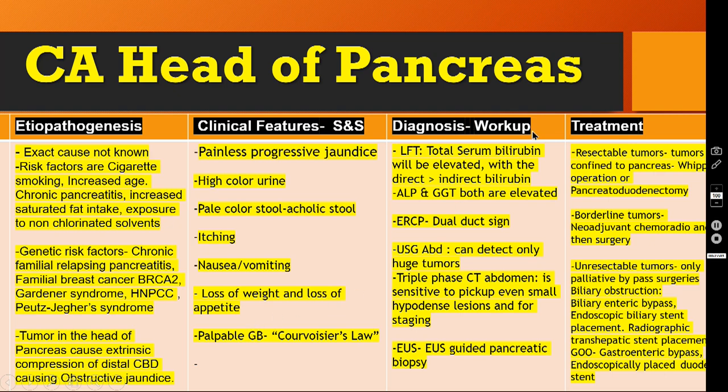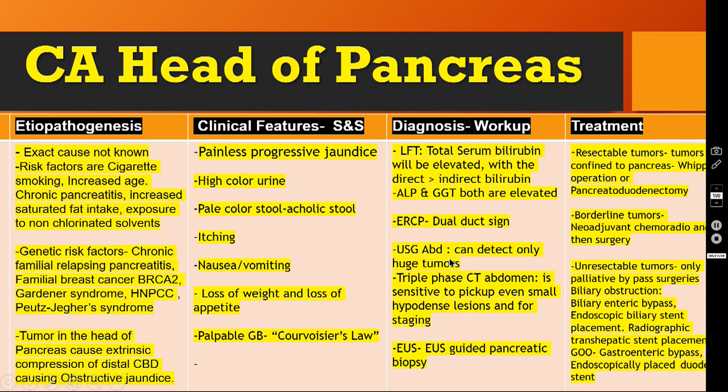So coming to the diagnostic workup, again LFT, total serum bilirubin, is elevated with direct bilirubin more than indirect. Both ALP and GGT are elevated. If you do ERCP in a case of CA head of the pancreas, you can see a classical double duct sign, which means both the CBD and pancreatic duct are dilated, and you can see a filling defect at the head of the pancreas level, which is because of the extrinsic compression of both these ducts.